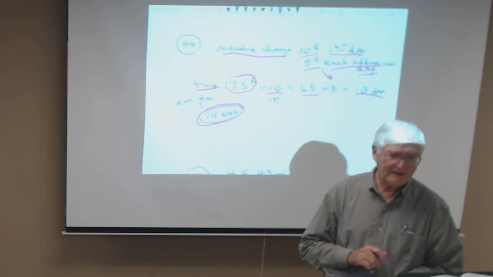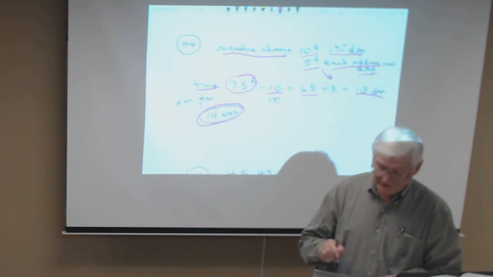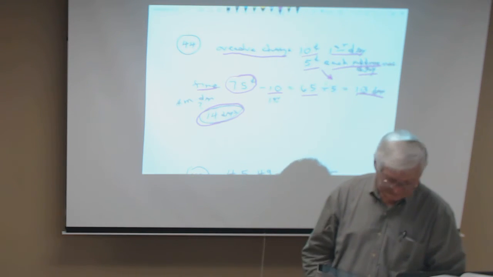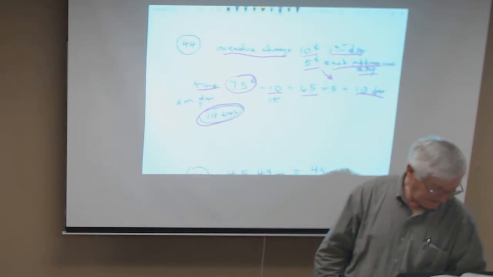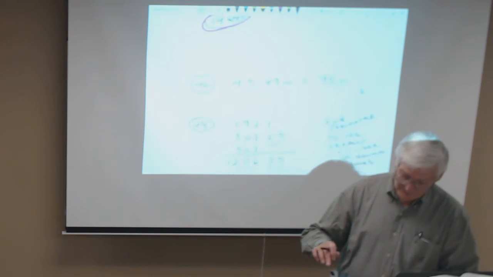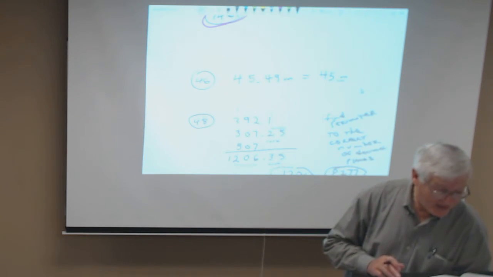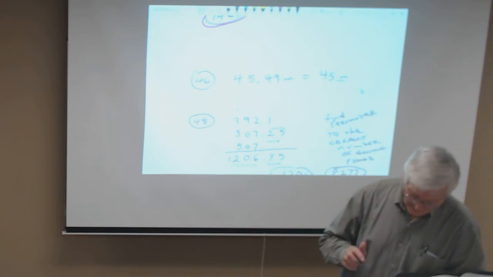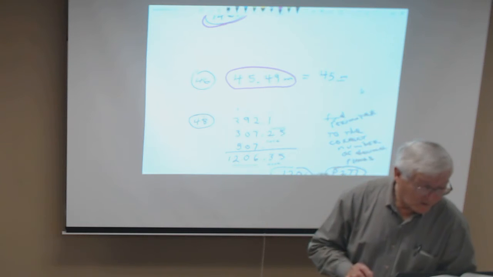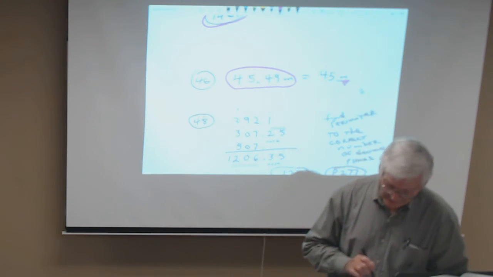Do you follow the thinking there? Do you see how to go from words to just some mathematical information that I can use to operate on? Any questions about that one? Number 46. Round 45.49 meters to the nearest meter. To the nearest meter.